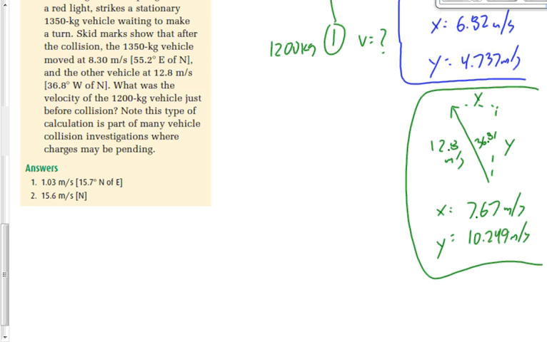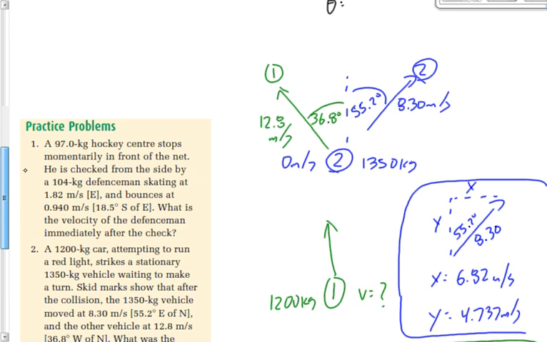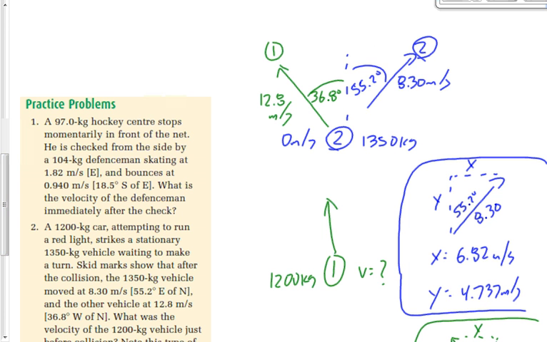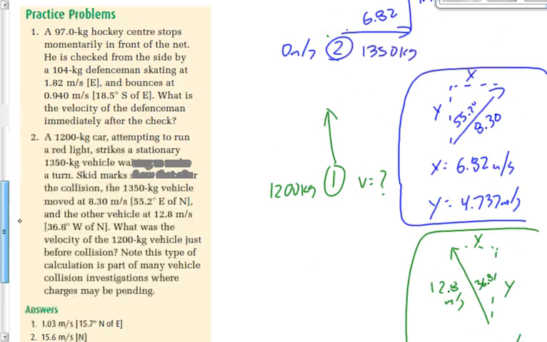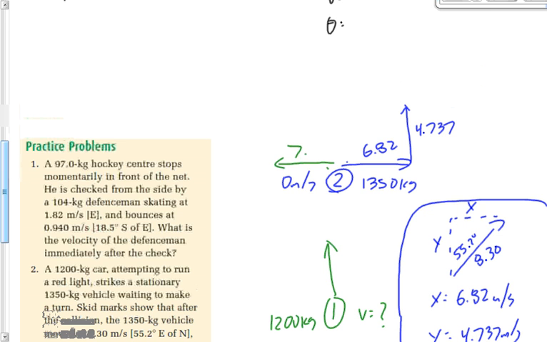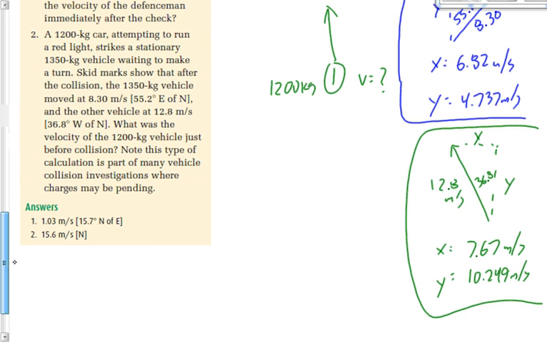Now, what I like to do at this point is erase this and replace it. We don't have to do that, but for some people that's helpful. We've got a 6.82, and we've got a 4.737. Now for the other one, I can erase that one as well. Get rid of that funny angle. We've got a 7.67 to the left. And we've got a 10.249 upwards.